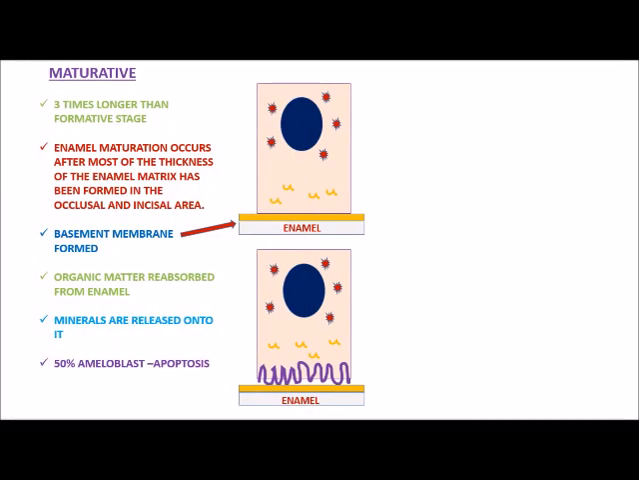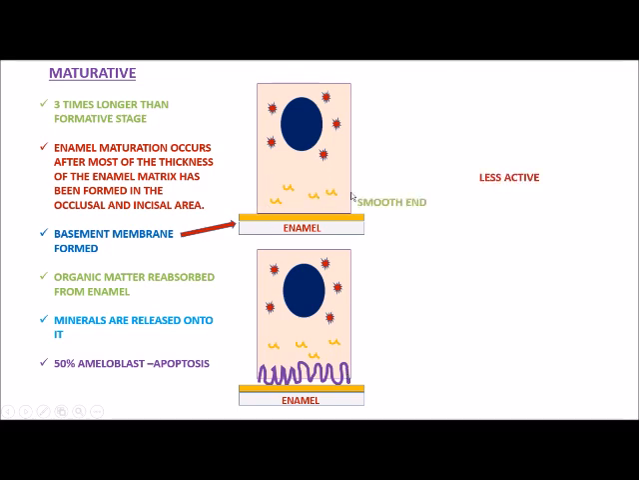Coming to maturative stage, this stage is 3 times longer than that of the formative stage, and mainly two processes take place. That is, organic matter is reabsorbed from enamel, and the minerals are released onto the enamel. 50% of the ameloblast undergo apoptosis. Here, the basement membrane reappears. Then you can see ameloblast with smooth border and ameloblast with ruffled border.